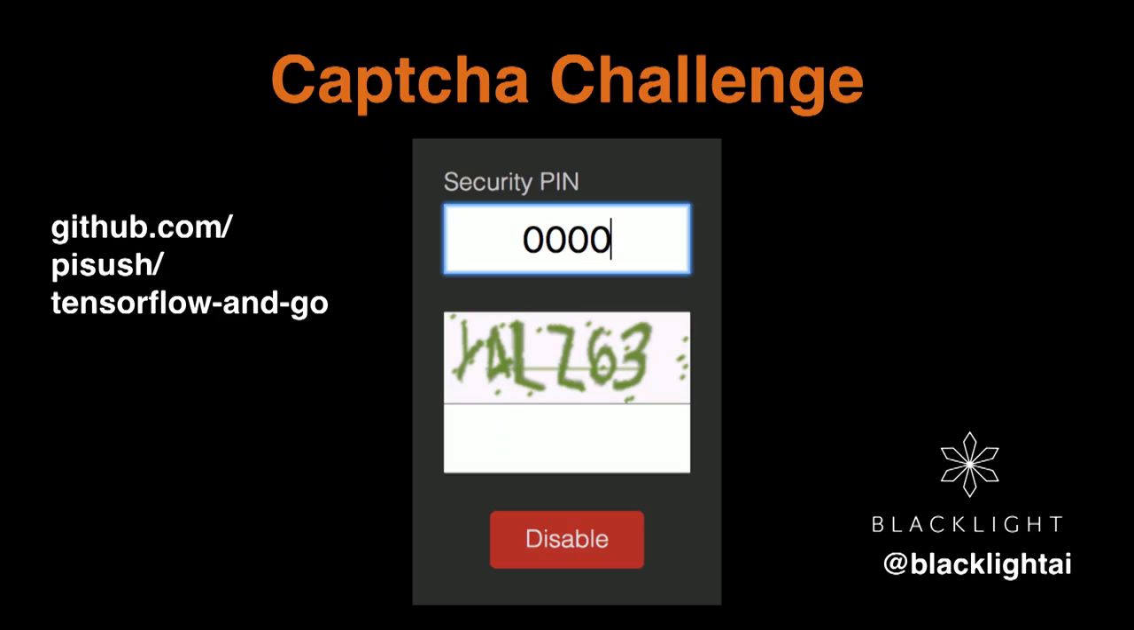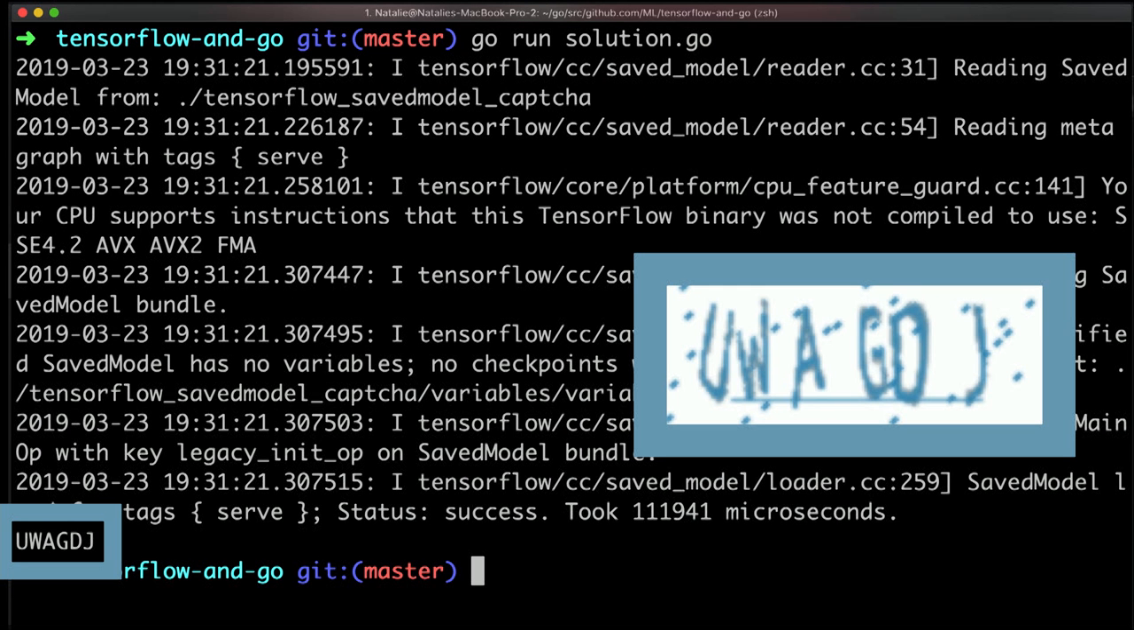One of the things that I did is hack this CAPTCHA. The full code is available there, and it was part of the challenge that you can see here. And this is actually running the Go code, and it takes this CAPTCHA, and the output of it is, as you can see, UWAGDJ. It's actually working. Pretty cool.